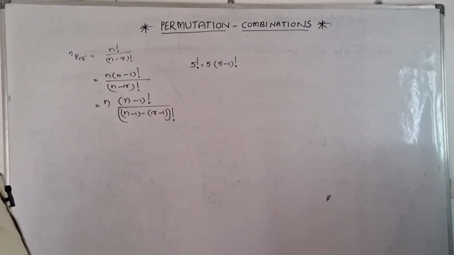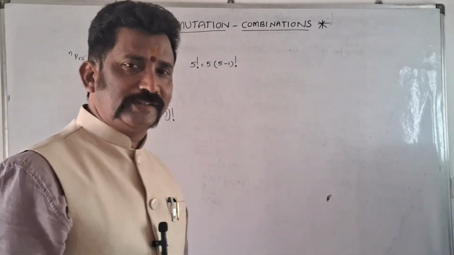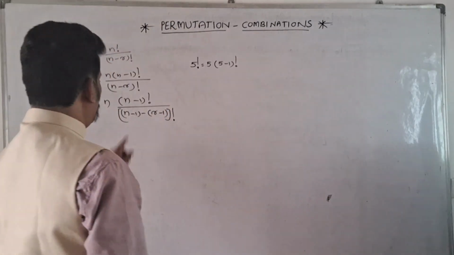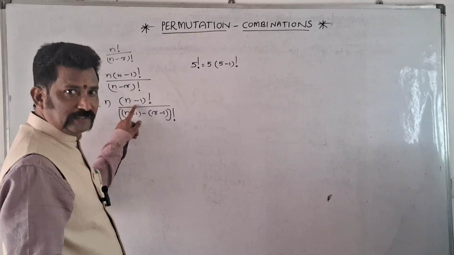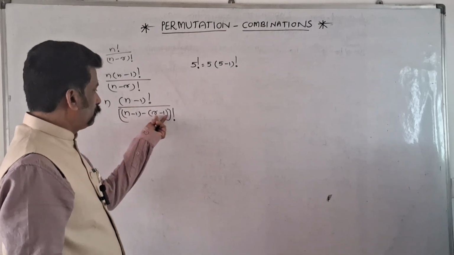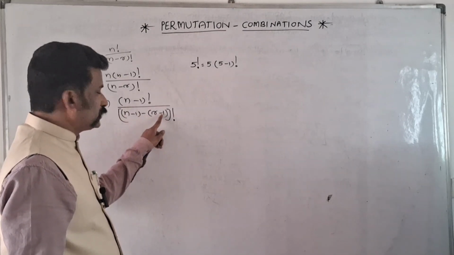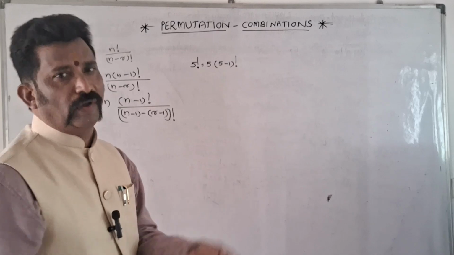Sir, is it necessary to write like this? Yes. Here n is there, so n minus 1 factorial, and since r is there, n minus 1 minus r minus 1. Minus into minus is plus 1, so there is no change in the value.